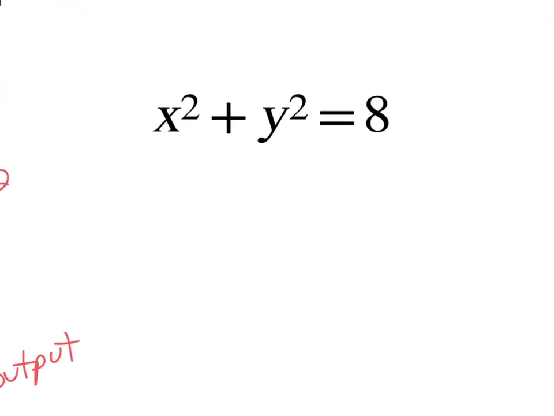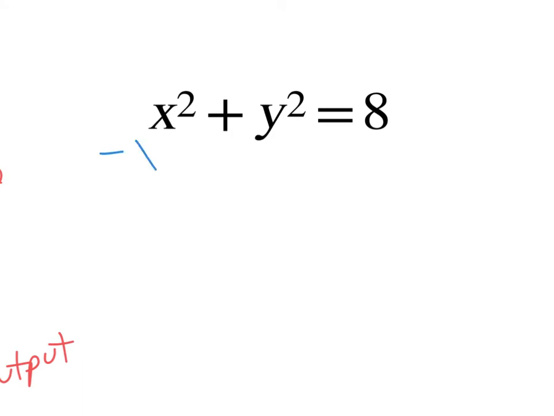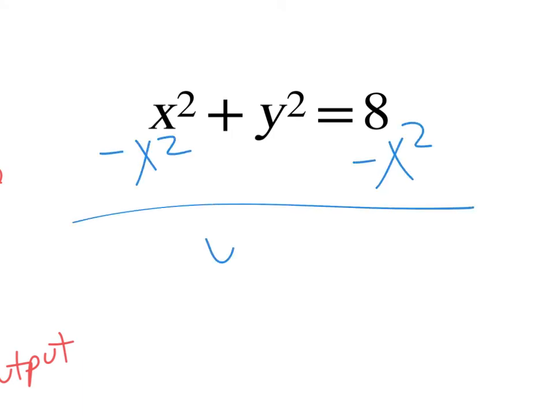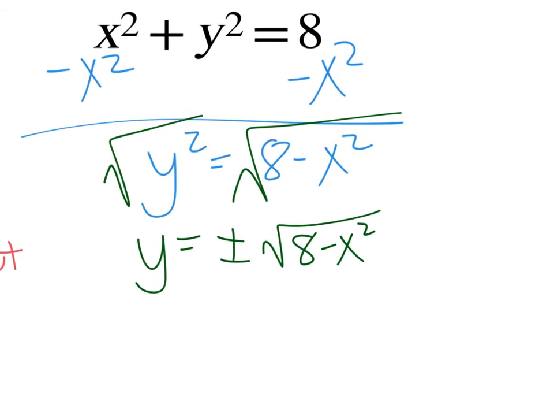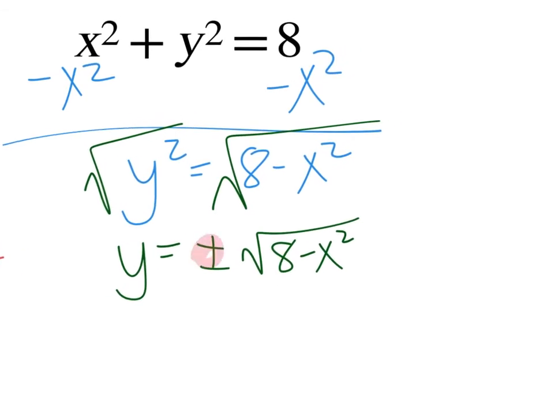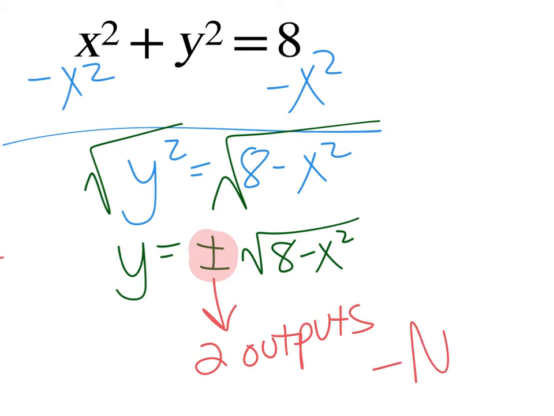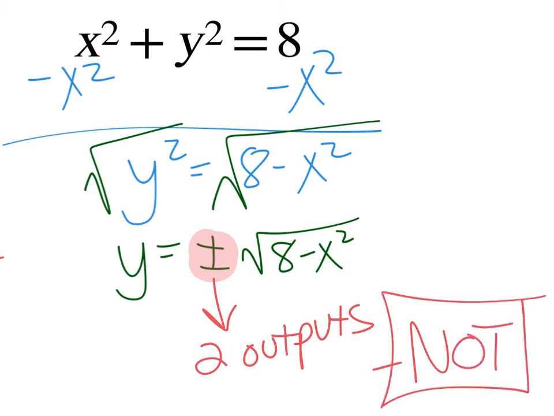Now let's look at the second one here. Solve for y, so subtract x squared. We can write that as 8 minus x squared, whichever order doesn't matter, and then we do the square root. So we get y equals plus or minus the square root of 8 minus x squared. Now right away, if you have to take the square root and you get this plus or minus, that is telling me there's two outputs. One positive, one negative. So this is not a function. I don't even have to try any numbers here. If I have a positive and negative, right away it's a no, because that's two answers.